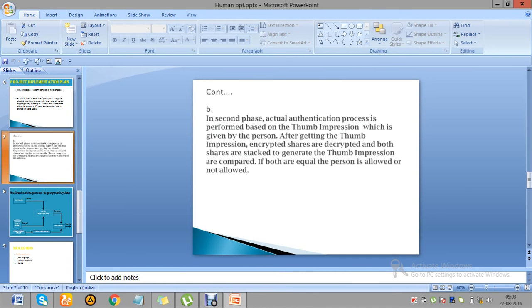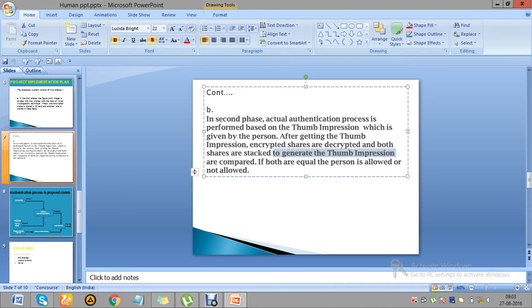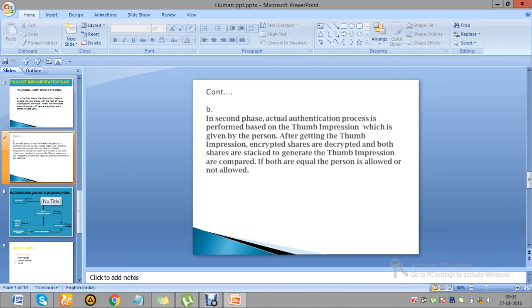The actual authentication process is performed based on the thumb impression given by the person. After getting the thumb impression, the encrypted shares are decrypted and both shares are stacked to generate the thumb impression, and both are compared. If it is equal, then it is allowed; otherwise not allowed.